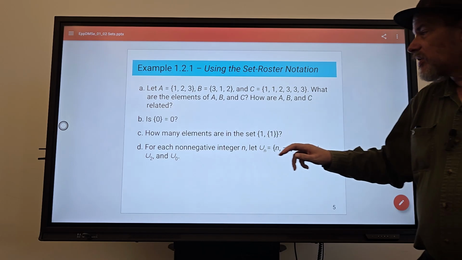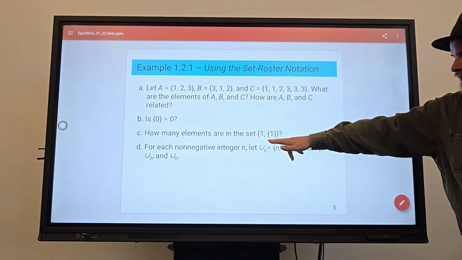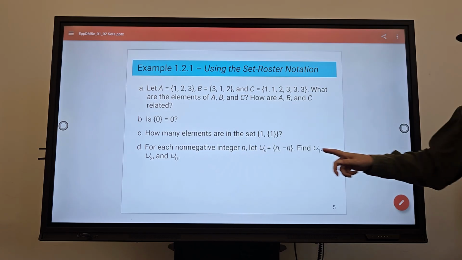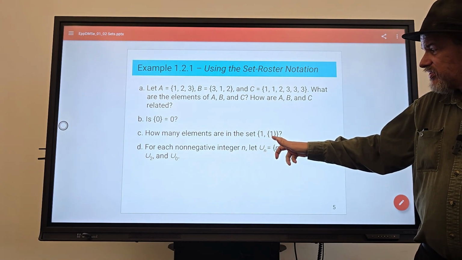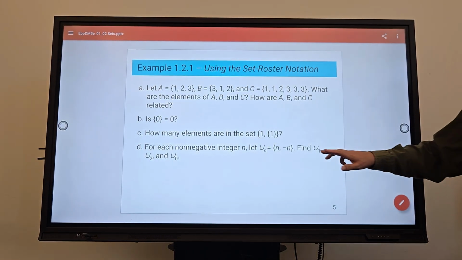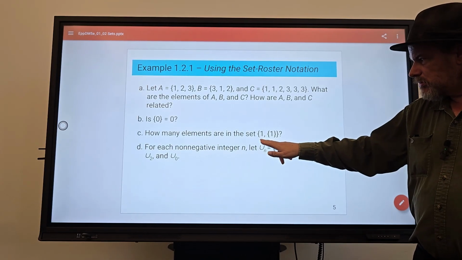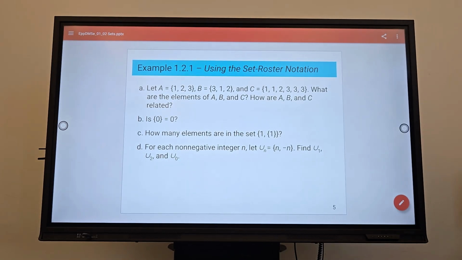How many elements are in the set given here? The first element is the number 1, and the second element is the set that contains the number 1. Because these are two different data types, integer and set, they are two different elements.